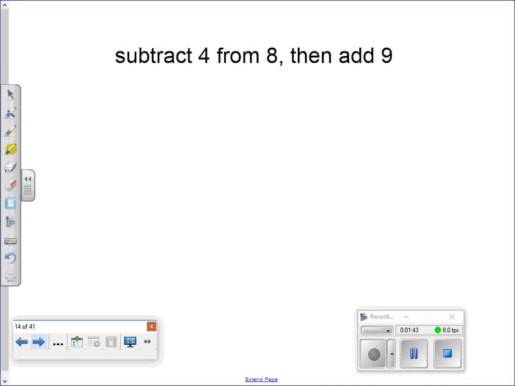All right, I want you to pause the video a second and see if you can write this one as a numerical expression. All right, so I would write 4 subtracted from 8, then add 9.